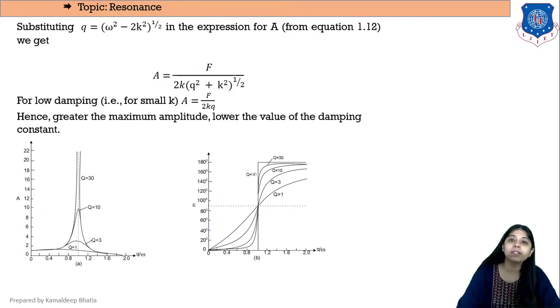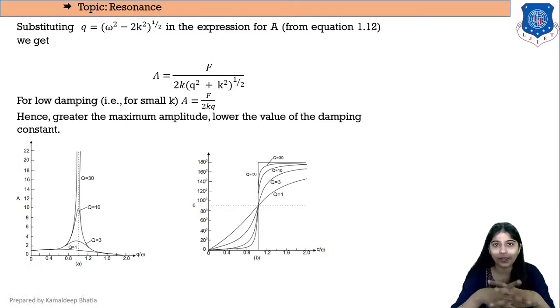Also, in case of higher value of Q, that is the case of low damping, energy dissipated per cycle will be low. And in case of low value of quality factor, that is higher value of damping, the energy dissipated per cycle will be higher. Okay, so as you can see in this diagram, different amplitudes are shown with different quality factors with respect to q by omega. So this is all about quality factor.